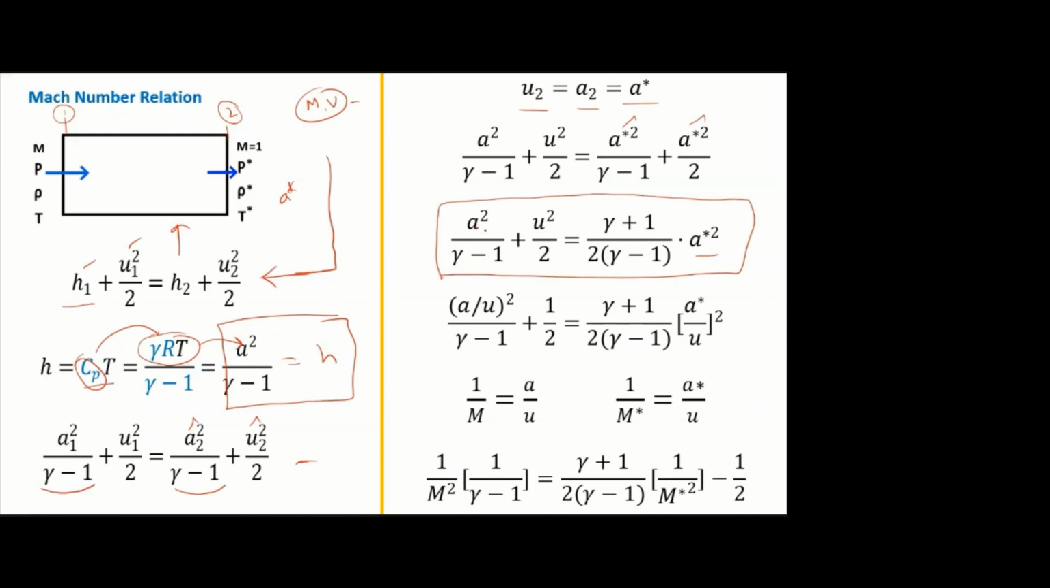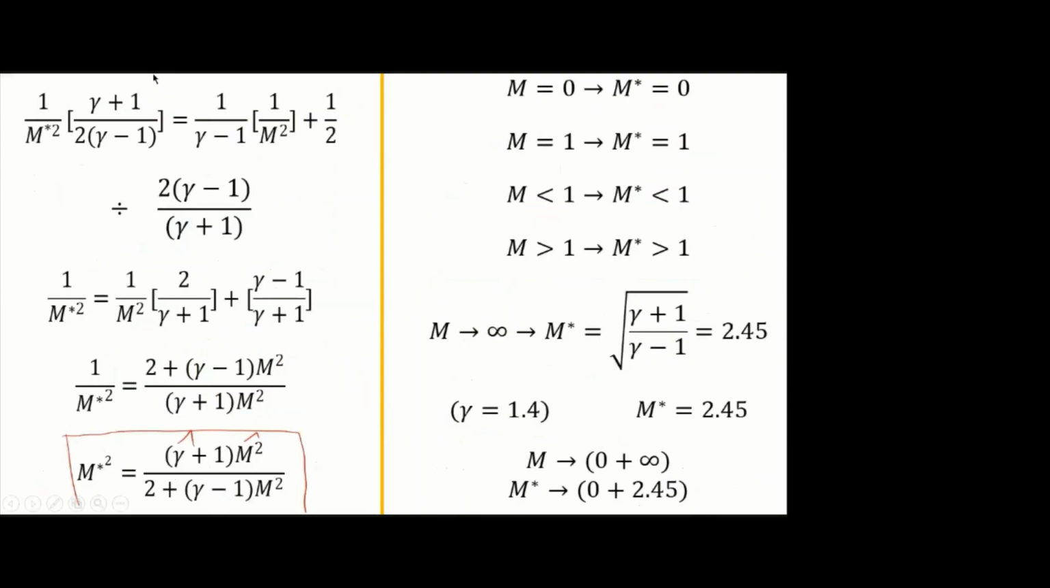Again, I don't want the A, U, A star terms and all. I need only M and M star. So just divide this equation by U, so that you will get A by U, this gets cancelled, and A star by U. And we know M is U by A, and M star is U by A star. Substitute, and with simple rearrangements you will get this final term.